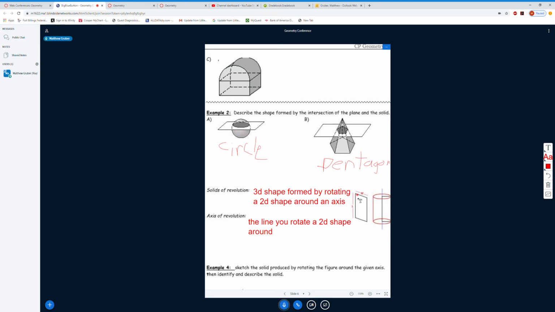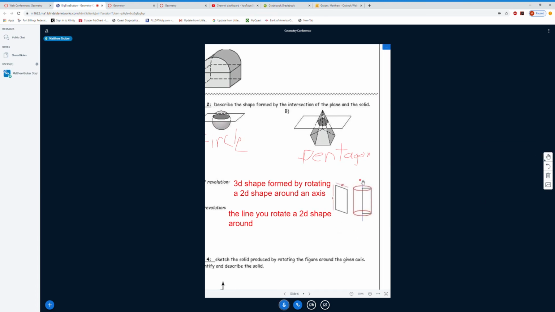So if we look here, I've got this rectangle, right? But if I rotate it around this line and spin it around, it turns into a 3D shape. It turns into a cylinder. So if you take a rectangle and rotate it around this line, it forms a cylinder.